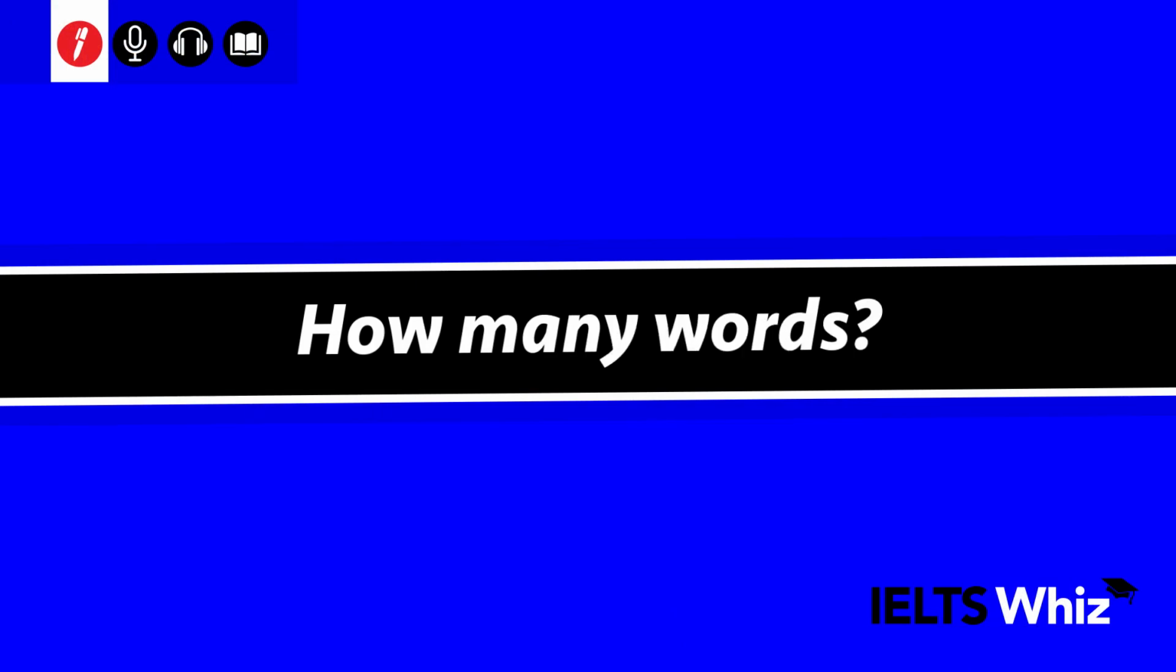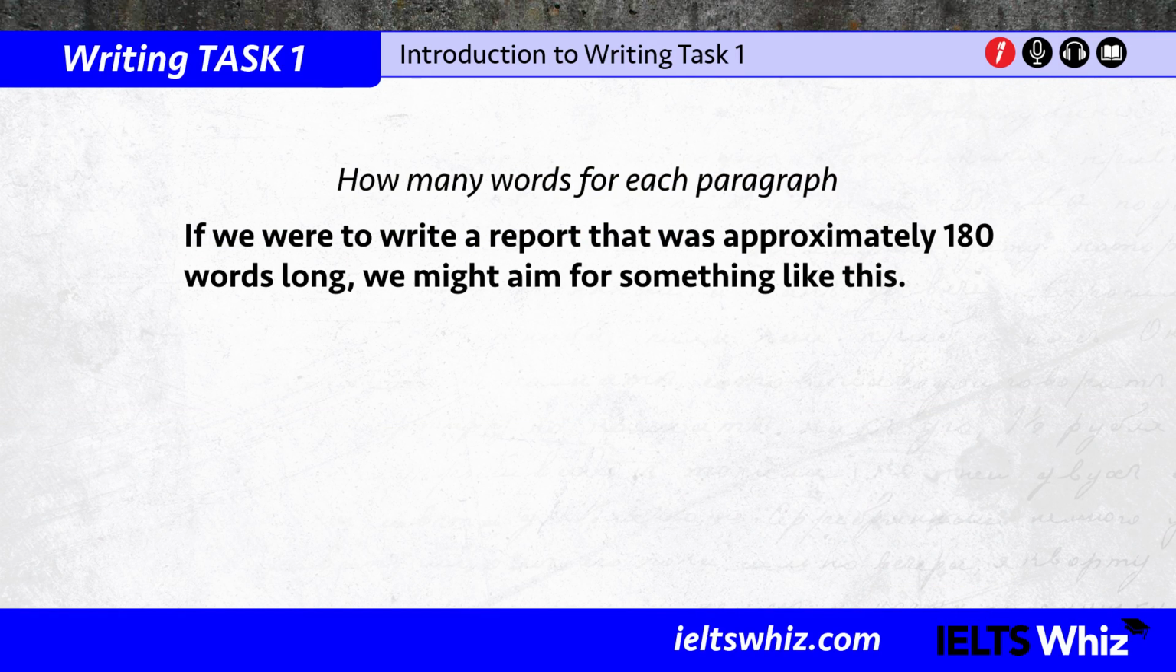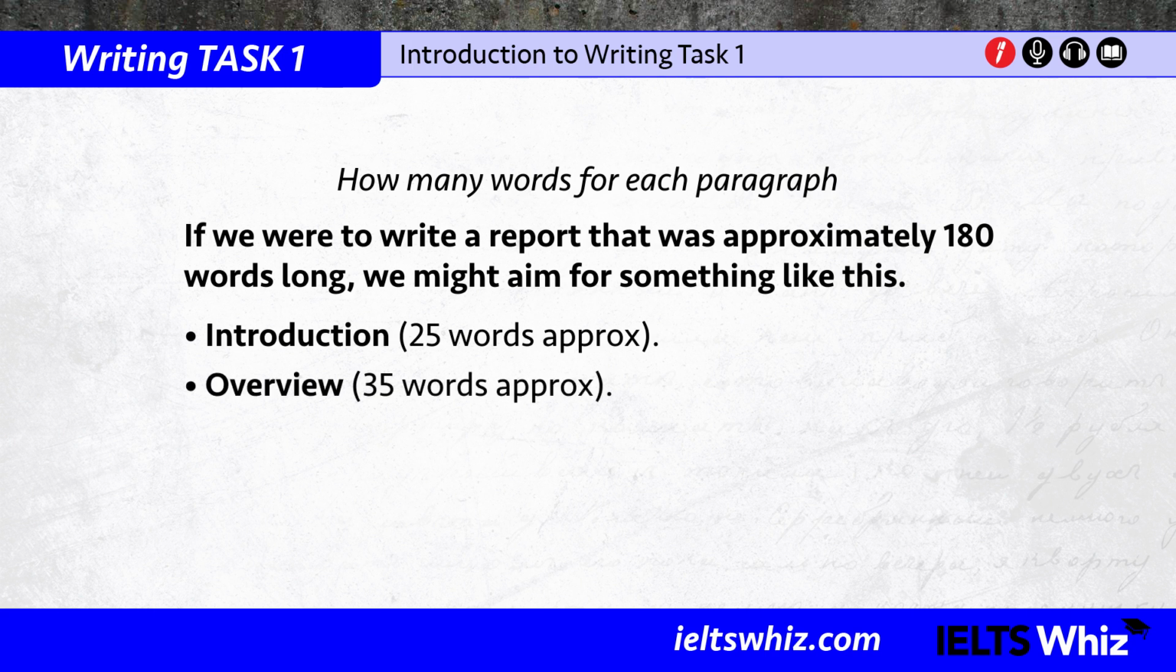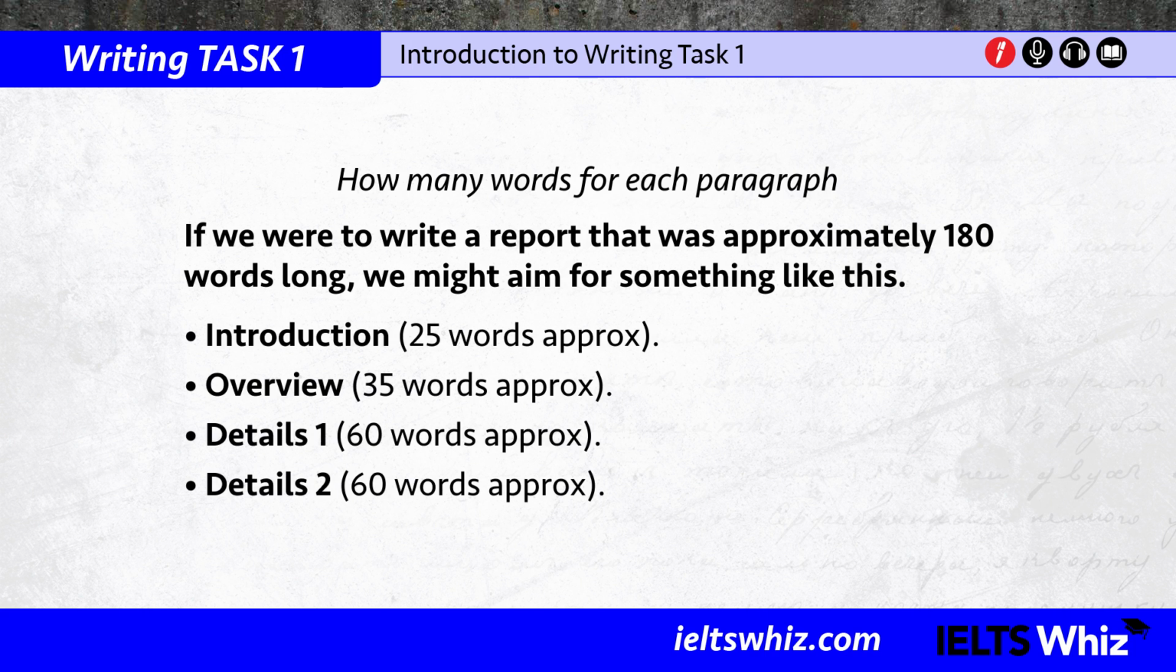So how many words should you write in each paragraph? If we were to write a report that was approximately 180 words long, we might aim for something like this. About 25 words in the introduction, about 35 words for the overview, and about 60 words for each of the details paragraphs. Exact amounts will vary depending on each question and groupings in details paragraphs.